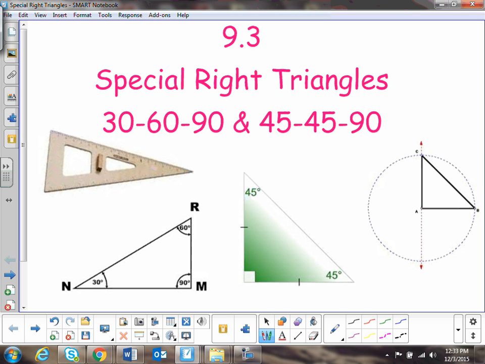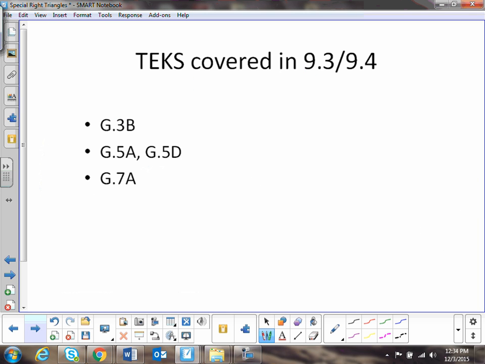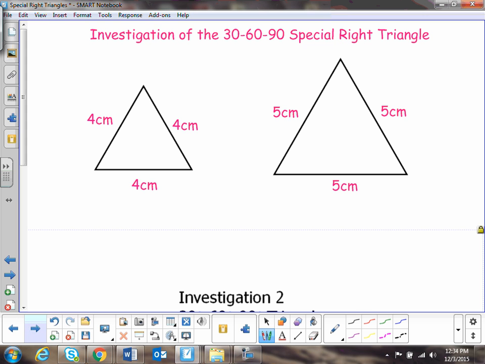All right, guys, this is a special right triangle. More specifically, there's two special types. There's a 30, 60, 90, and then there's a 45, 45, 90. We're going to investigate the 30, 60, 90 first, and then we'll move over to the 45, 45, 90.